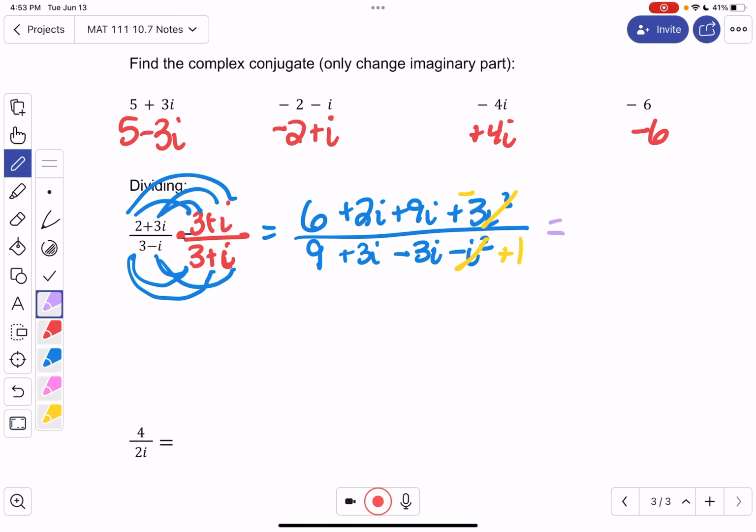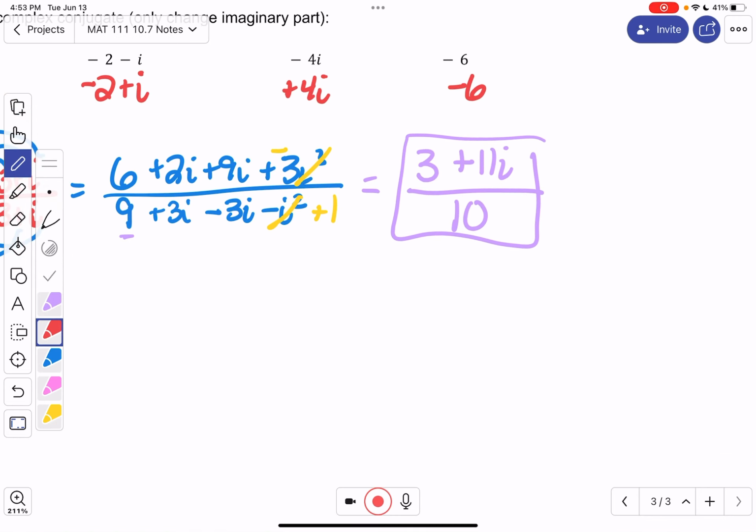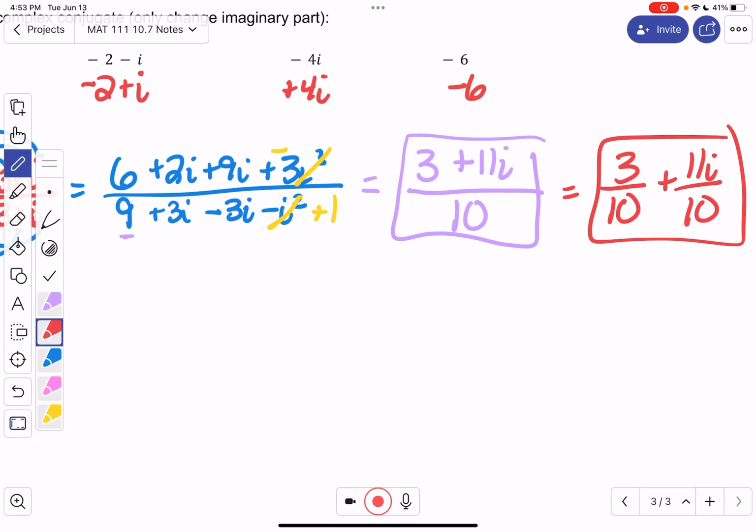Combine like terms on the top. 6 minus 3 is 3. 2i plus 9i is 11i. On the bottom, 9 plus 1 is 10. And 3i minus 3i is 0. So here is our solution. When they want it in a plus bi form, you just break it into the real part and the imaginary part, which has the same denominator.